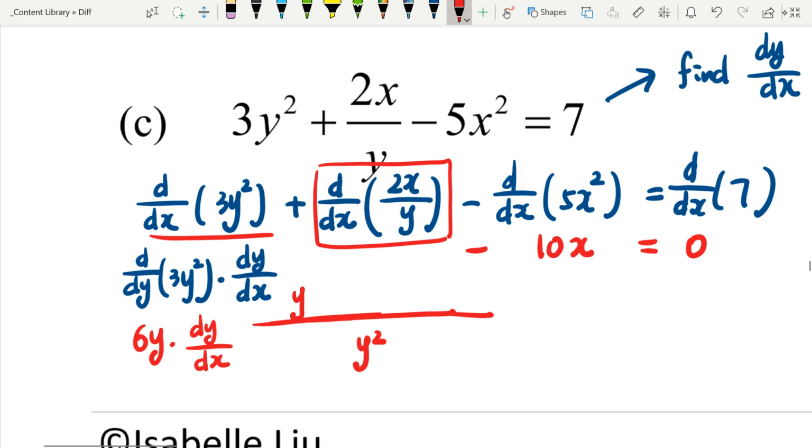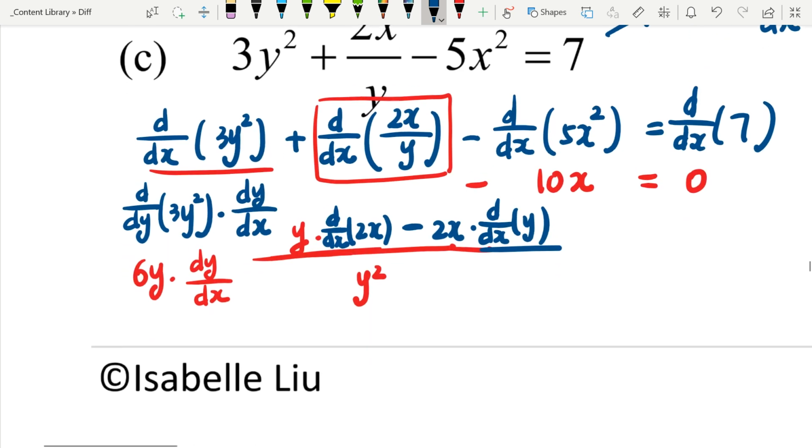y times the diff of 2x, right? So that's just 2. So I'll just write it as d dx of the 2x. And minus what? So 2x will stay the same and times d dx of y, right? So there's two diffs. One is the diff of the top and one is the diff of the bottom. And the diff of the bottom is the differentiation of y.